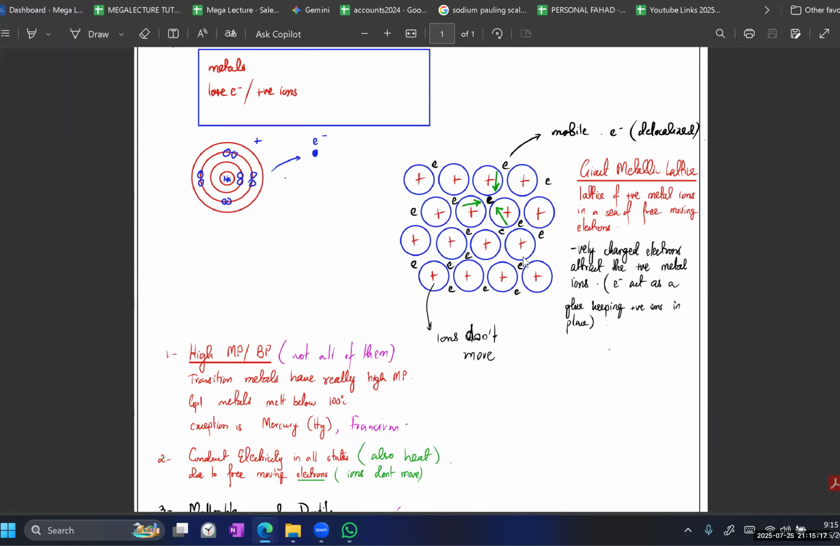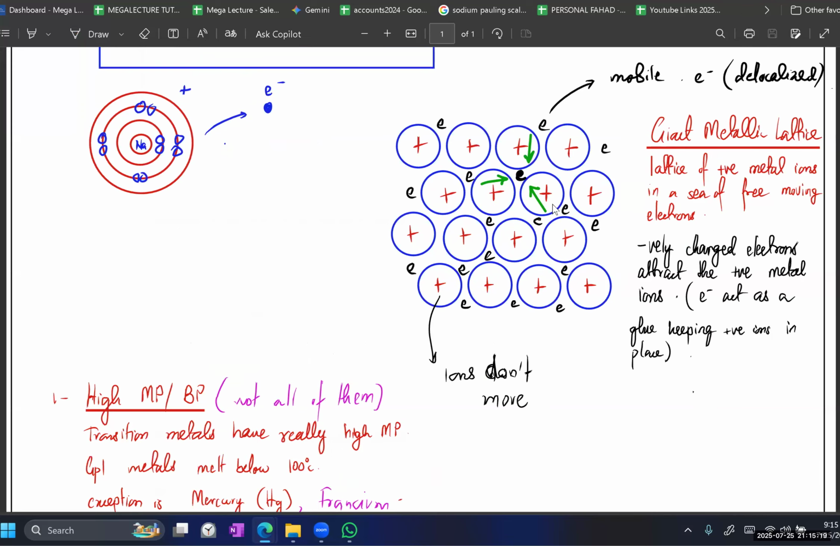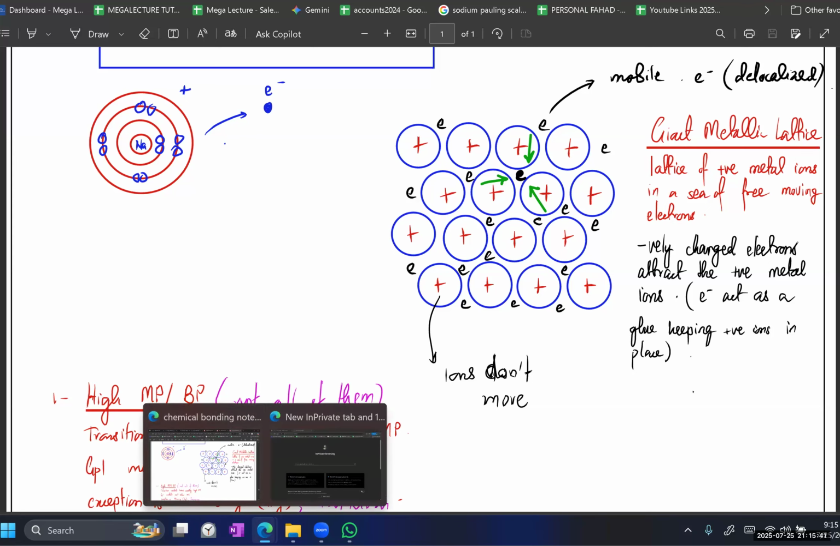The drawing would be this. A lot of positive ions in a sea of mobile electrons. And it's going to be a giant metallic lattice of positive metal ions in a sea of free moving electrons. And the negatively charged free moving electrons attract the positive metal ions. Okay? So this is what you're going to write over there.